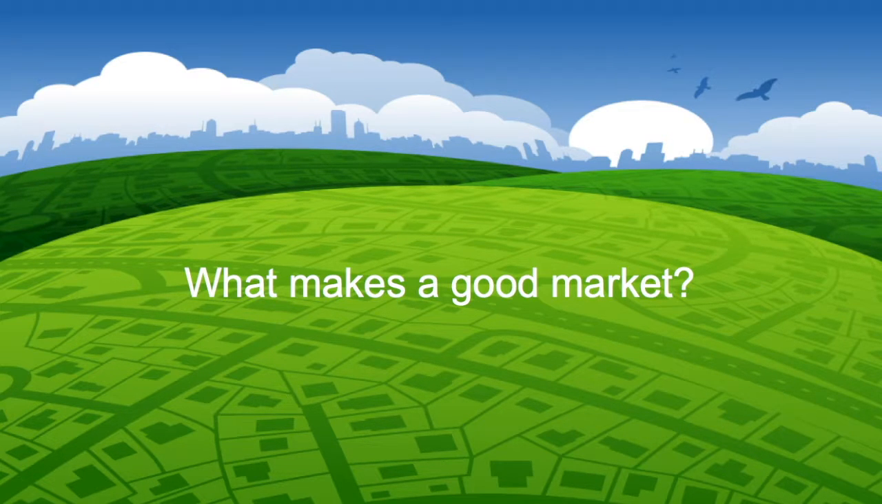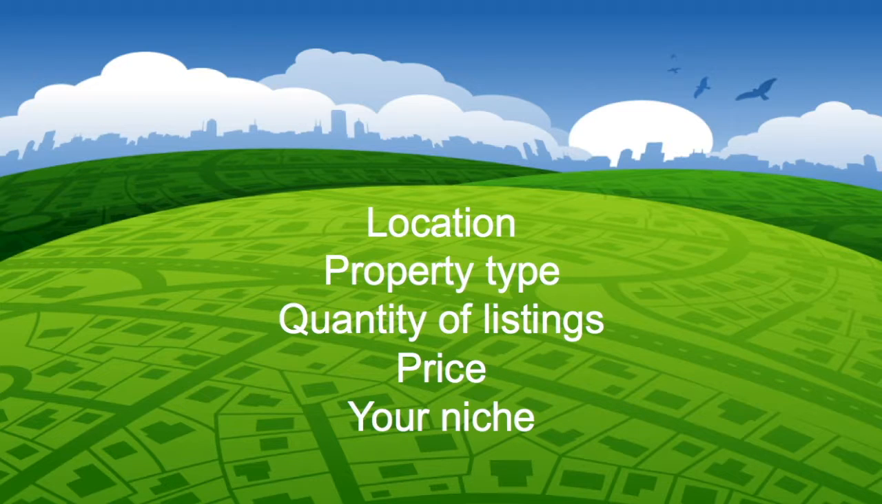If you choose too large of an area, your subscribers might lose interest in alerts that aren't specific enough to them. If you choose too small of an area, your alerts might not include enough listings and data to be appealing. Some considerations for your markets should include location, property type, quantity of listings, price, and your niche. Let's take a look at each of these.